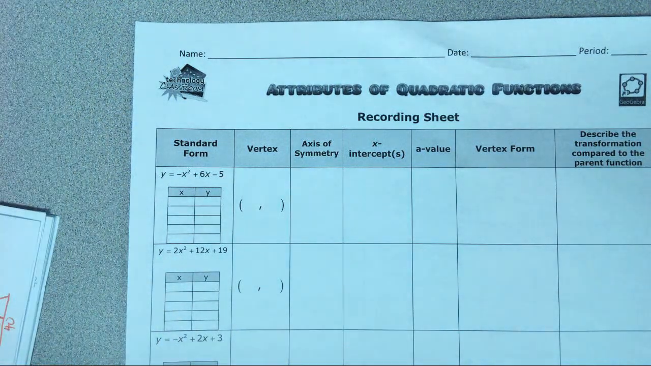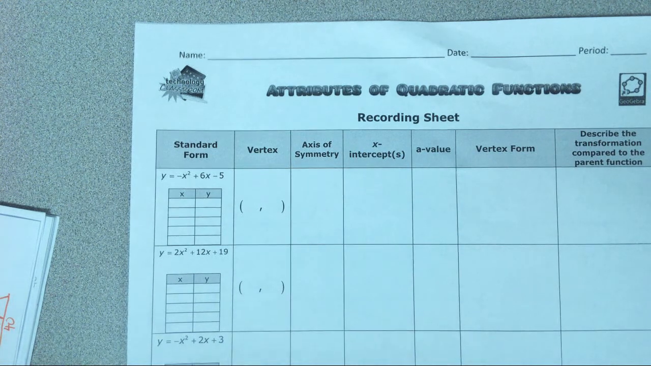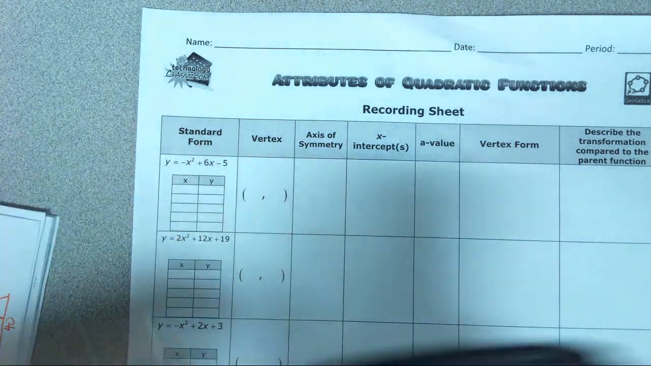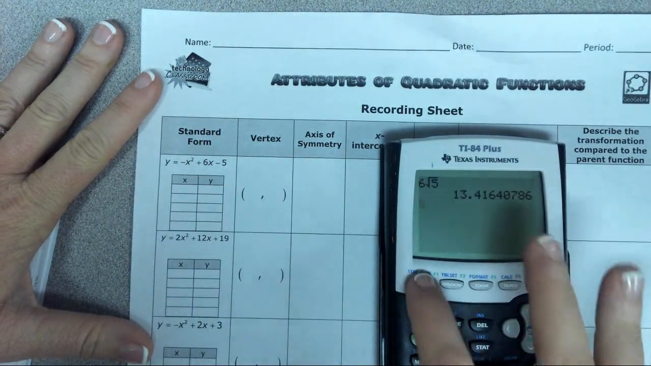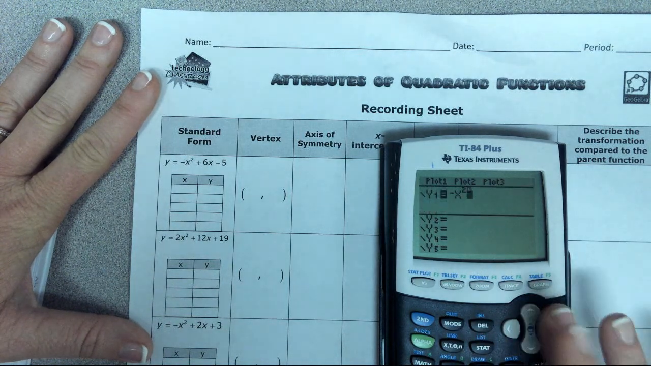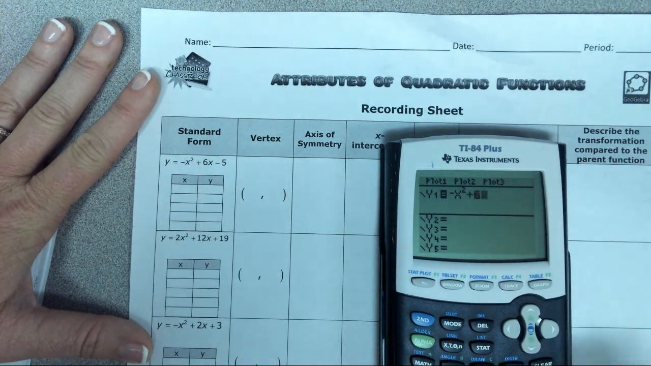Okay, so in this video we are going to be talking about the attributes of quadratic functions. The first thing I'm going to do is take my equation and put it into the calculator so I can get all my points. So negative x squared plus 6x minus 5.